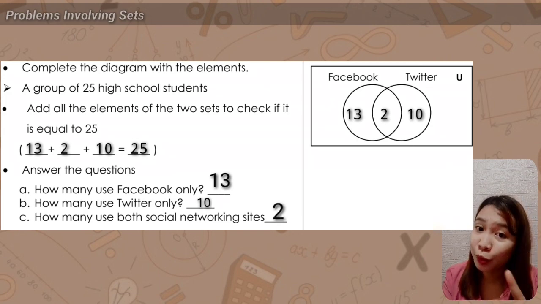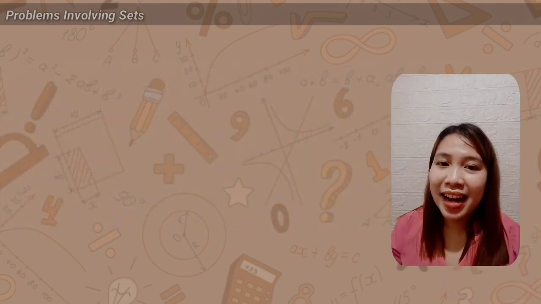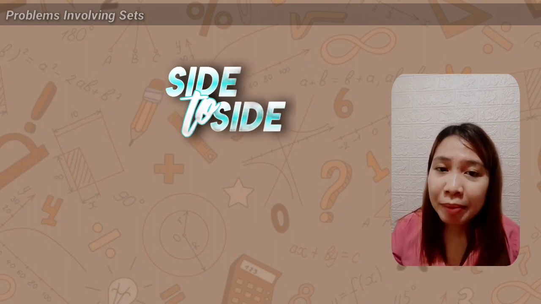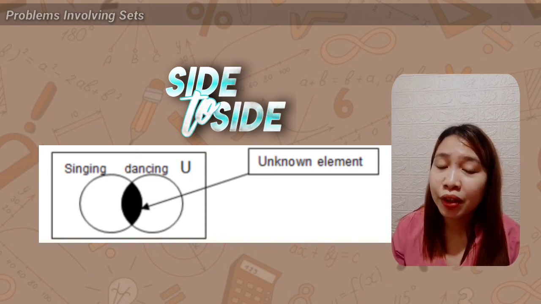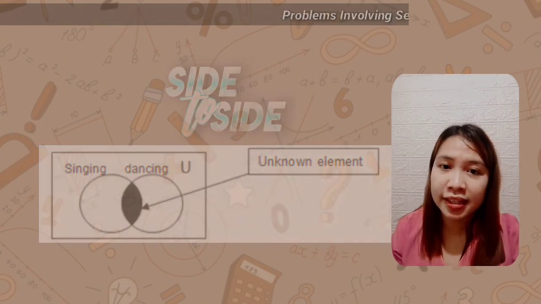So, ibig sabihin, 2. Okay, so kailangan nating tandaan na sa paggamit ng technique na side-to-side, kailangan ang hinahanap dun sa problem ay yung unknown element na nasa center ng dalawang overlapping circles.